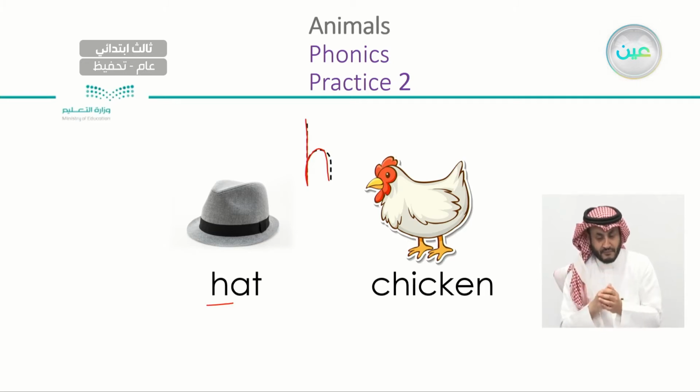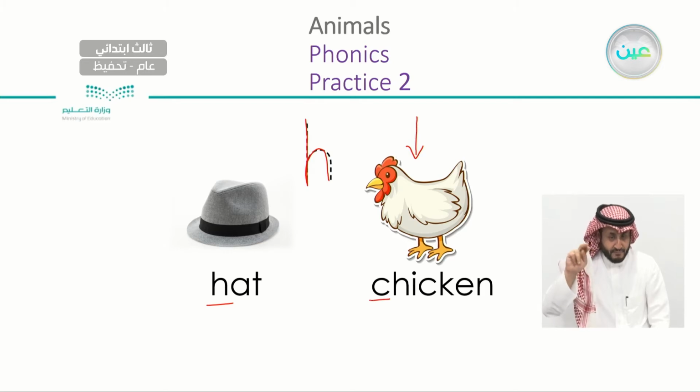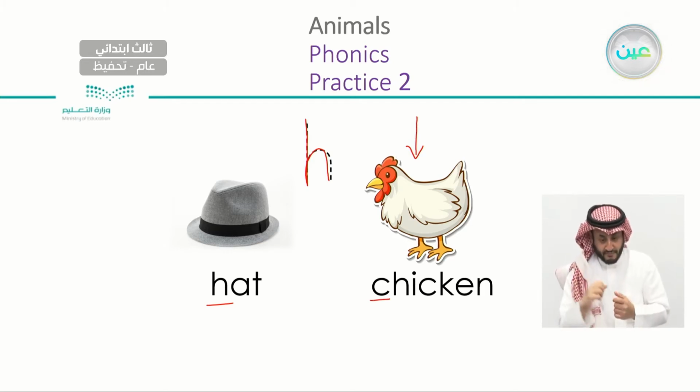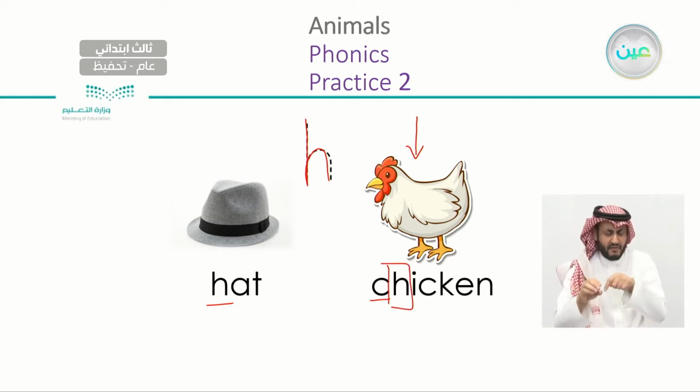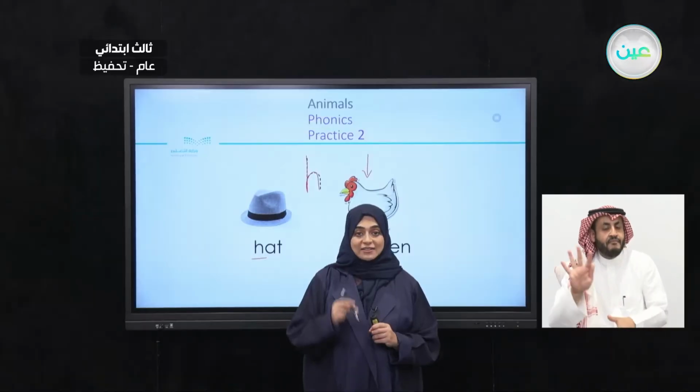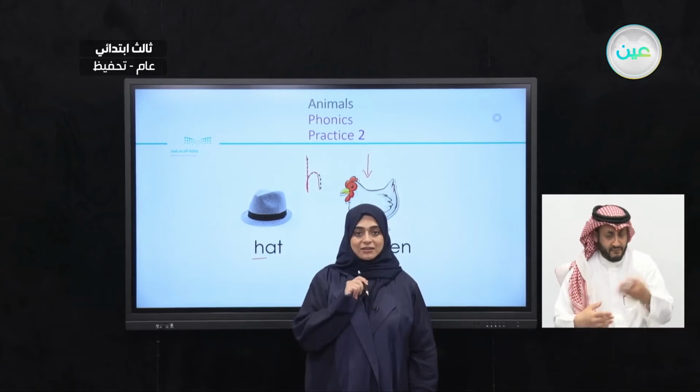Let's look at this word. You remember this animal? What is it called? Chicken. Excellent. So here we have a C and here, oh, sorry, we're doing H. Here we have an H, but it's related to the C. Now, the H in hat, how does it sound like? Tell me.